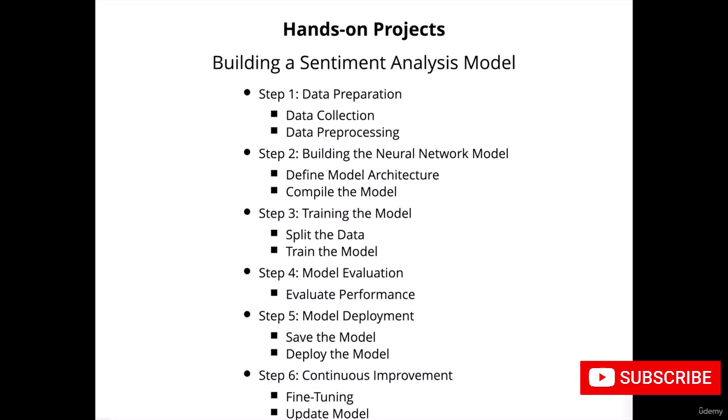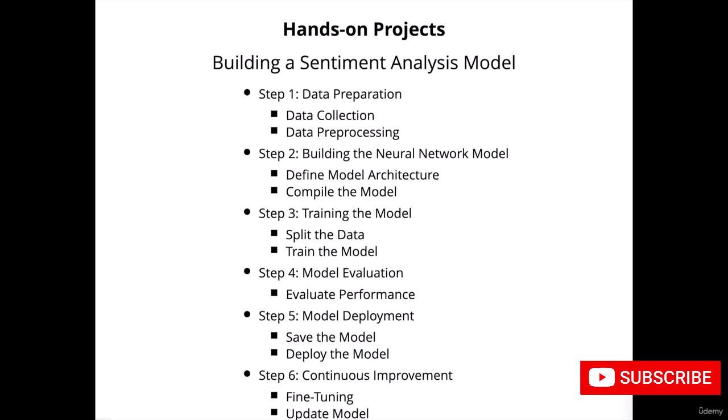Step 1 is data preparation. With data preparation, the first thing that you have to do is data collection. Obtain a dataset of text documents with sentiment labels: positive, negative, neutral. You can use public datasets like IMDb movie reviews or a Twitter sentiment analysis dataset. Next is data pre-processing. Pre-process the text data by tokenizing, padding sequences, and encoding labels.